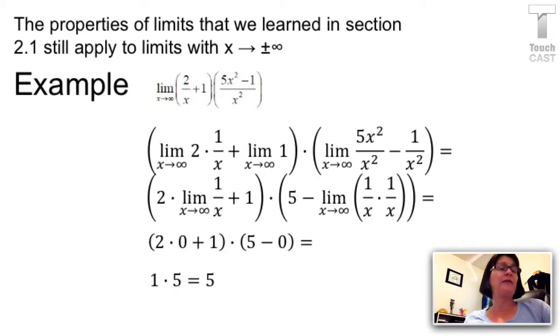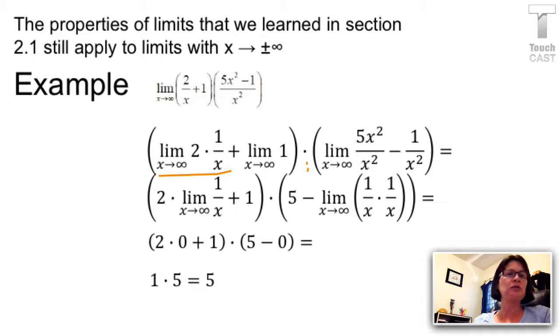So similarly, I have the second example. You can follow along on your paper. Write this in. I have the limit of a product. I can rewrite as the product of the two separate limits. So 2 over x plus 1 is the same as 2 times 1 over x plus 1. Here I have 5x squared minus 1 over x squared. I separated it into two separate fractions. 5x squared over x squared minus 1 over x squared. So again, the limit of a product is the same as the product of the two limits.